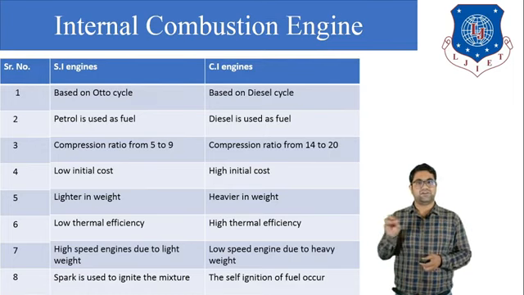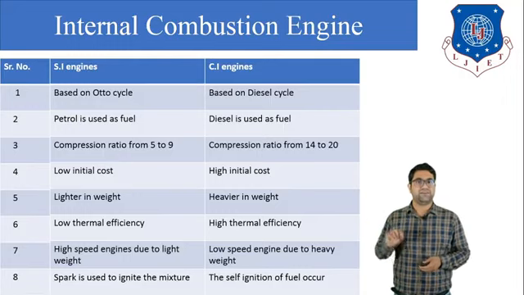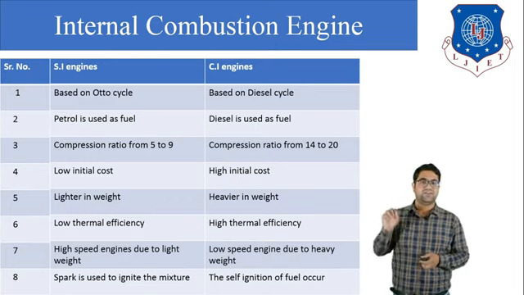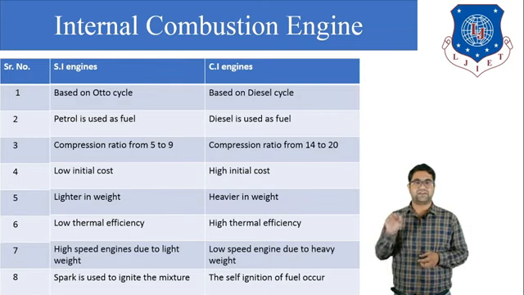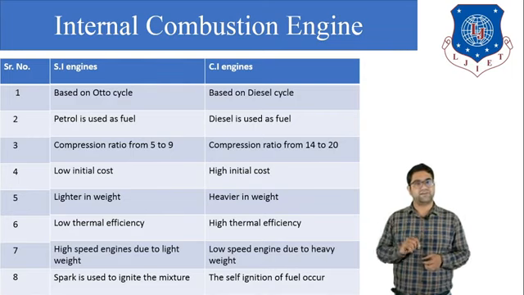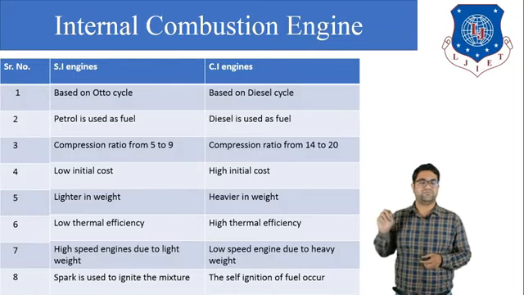Okay, so the compression ratio plays the major role in the air standard efficiency, because we know the formula of the air standard efficiency for the petrol engine or the SI engine or for the Otto cycle, that is 1 minus 1 upon r raised to gamma minus 1. Here this small r is the compression ratio. So for the petrol engine it varies between 5 to 9.